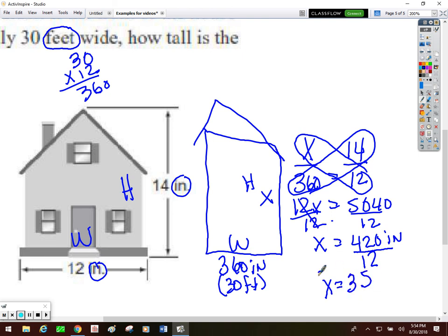Now I know it looks like two different answers, but this is in inches and this is in feet. So what this tells me is the house is 35 feet tall.